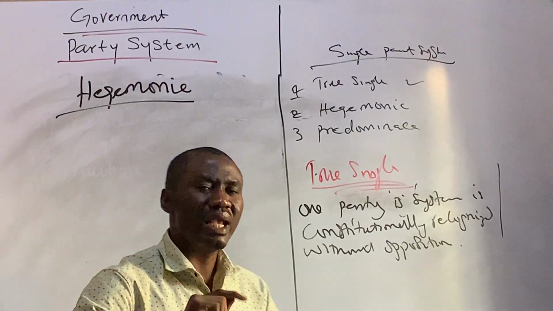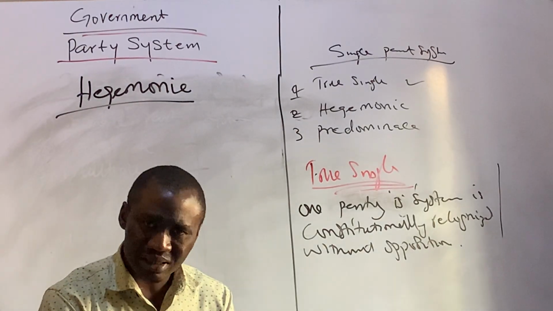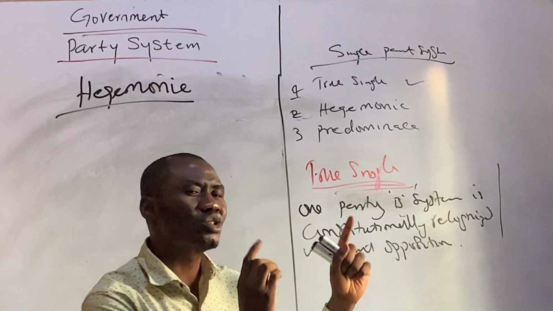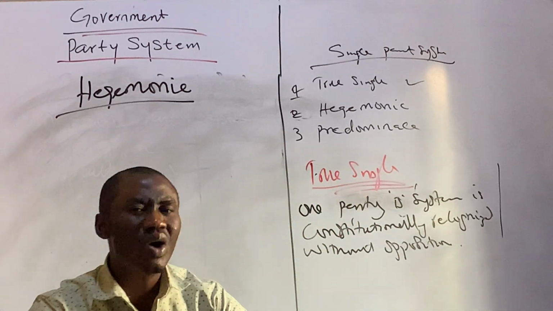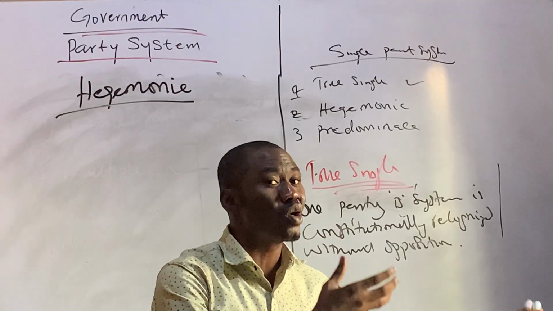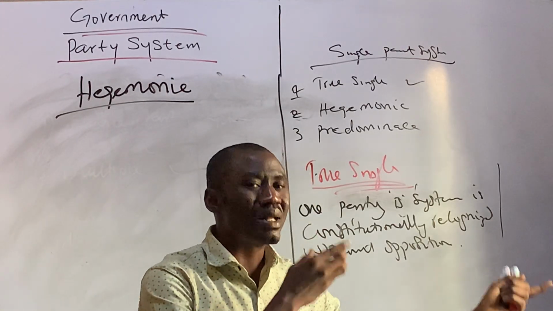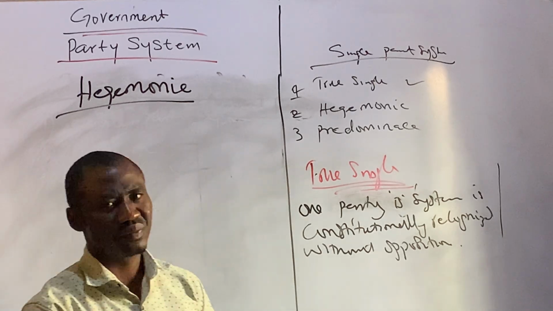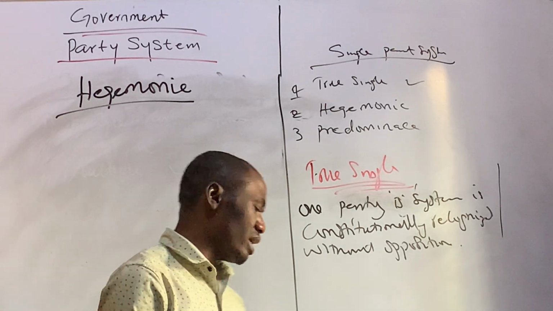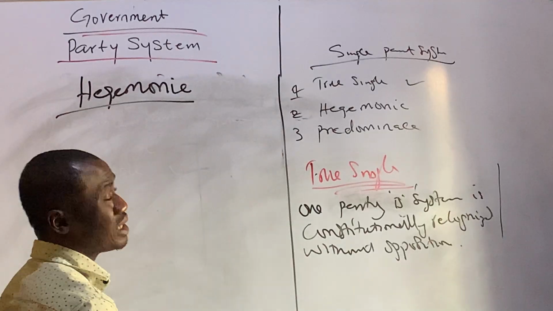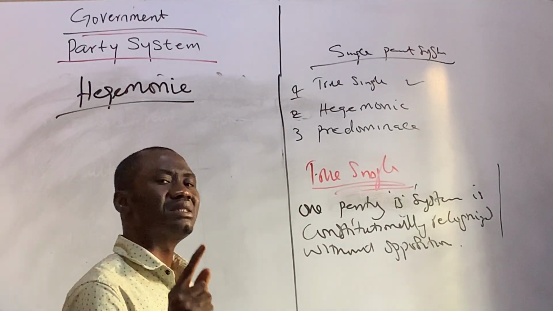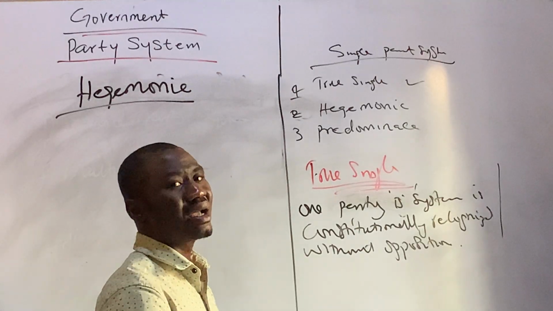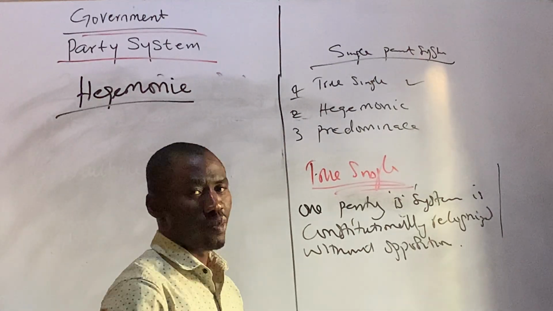Are you with me? In a hegemonic single party system, we have just one party that is constitutionally recognized. But every other party opposing the recognized single party is not officially recognized in the constitution. That's what I mean. So I will say that in a hegemonic single party system, one party is constitutionally recognized without giving recognition to other opposition parties.